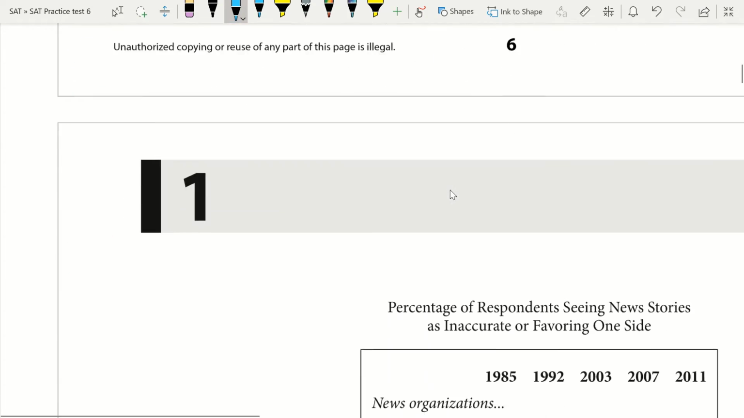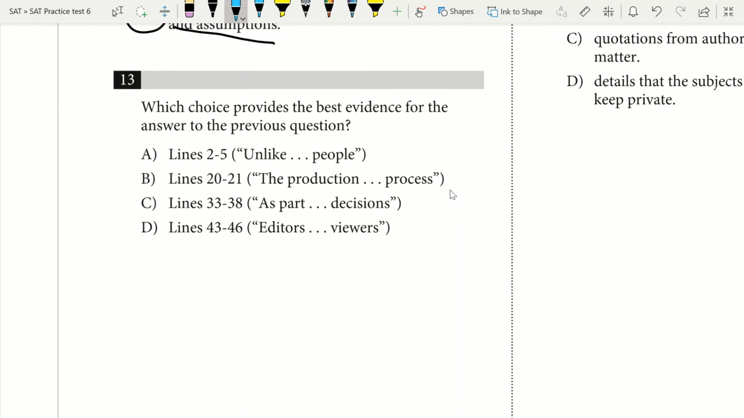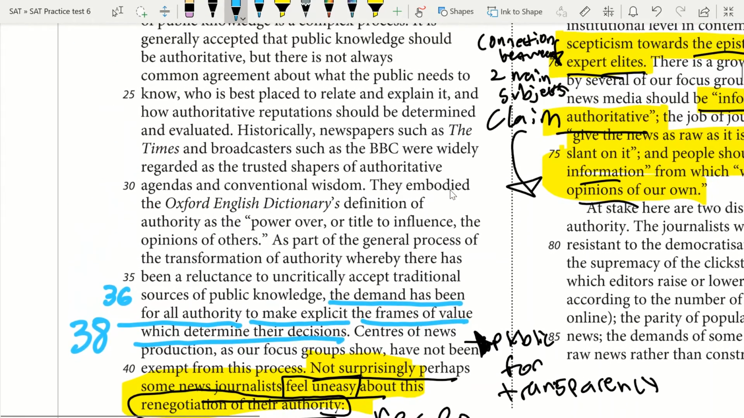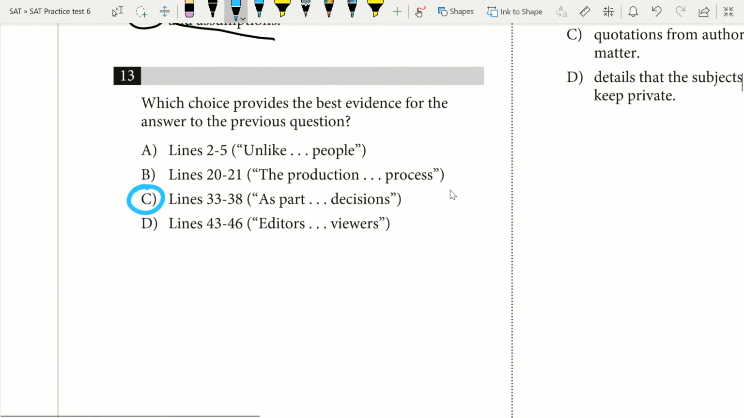So I'm going to look for an answer choice that has that, and let's see if we have one that does. Okay, I see I've got 33 to 38 for 13. That's C. Yeah, so we can include 33 to 36 as well. I'll just quick check that, make sure that it looks all good. That would be as part of the general process, the transformation of authority, whereby there has been a reluctance to uncritically accept traditional sources of public knowledge, the demand for authority to make explicit the frames of values which determine their decisions. Really, the reason that they included 33 to that, in my opinion, was just because that's the start of the sentence. We didn't want to break up the sentence. So either way, as long as we got 36 to 38 in there, we're all good. Answer is going to be C for 13 then.